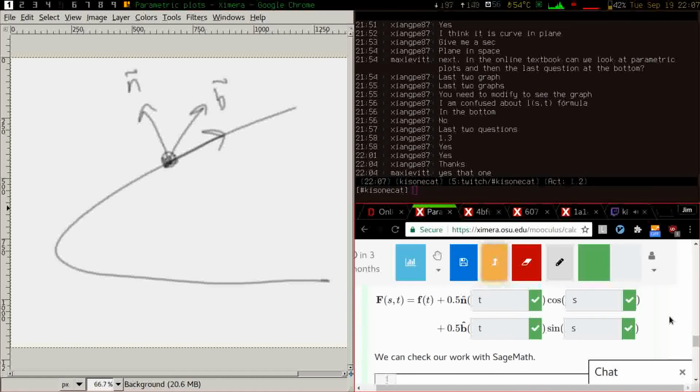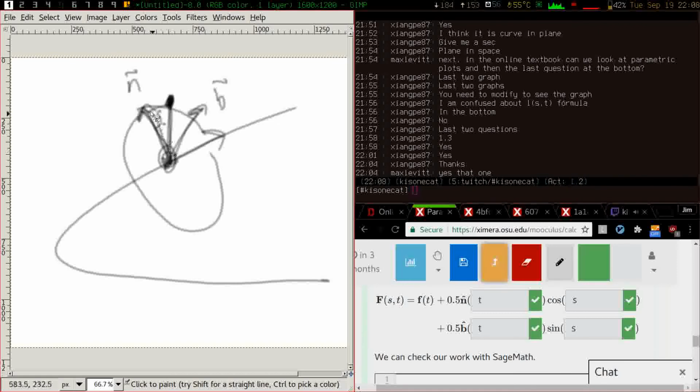So up here, I've got my function f of t, so that gives me this point here. And then I'm adding to it some amount in the normal direction and some amount in the binormal direction. And then I'm scaling those using cosines and sines, so that by choosing different values of s, I'm effectively moving myself to some point. So if this angle here is s, I'm moving myself around a circle which sits in the plane spanned by n and b. And then by changing s, I end up moving around this circle.